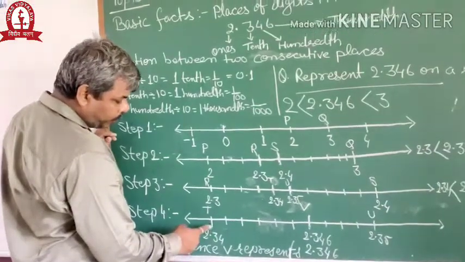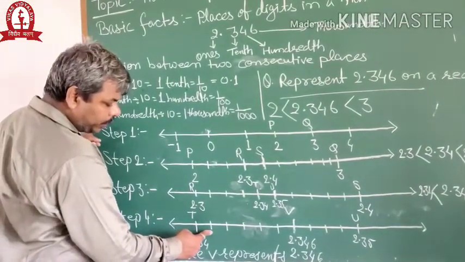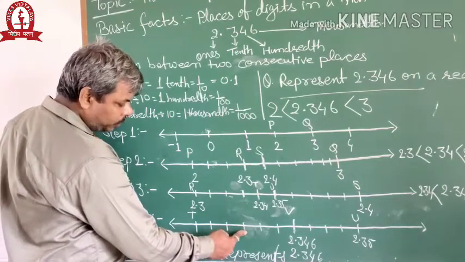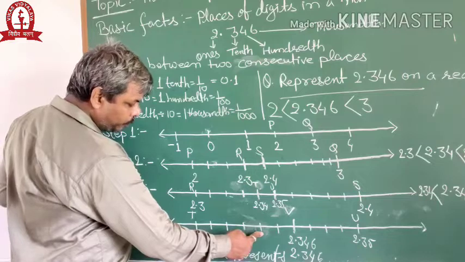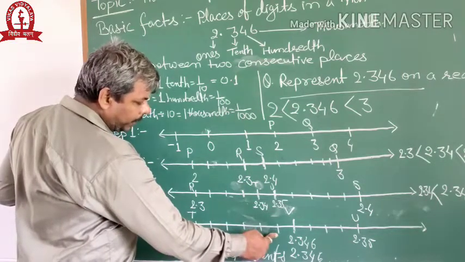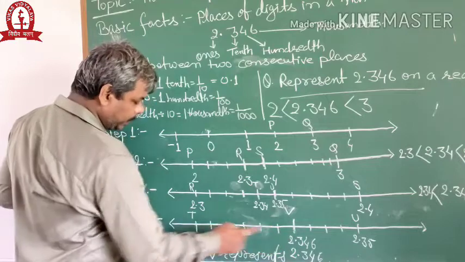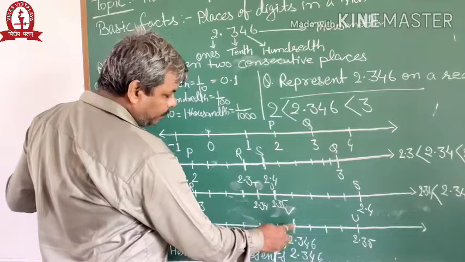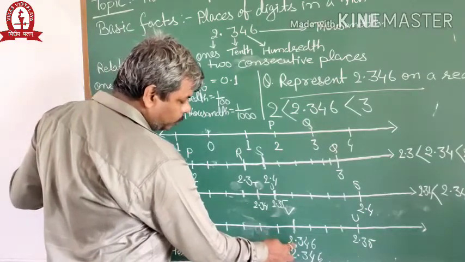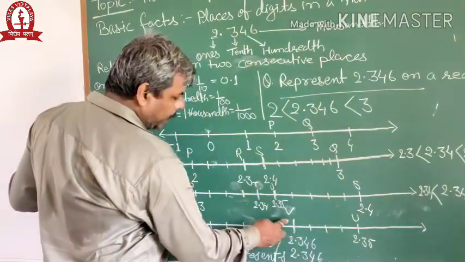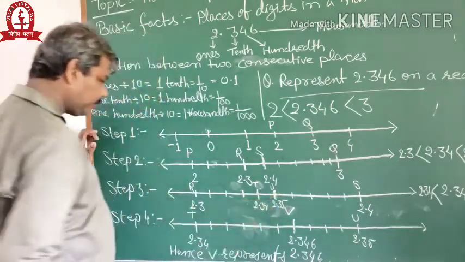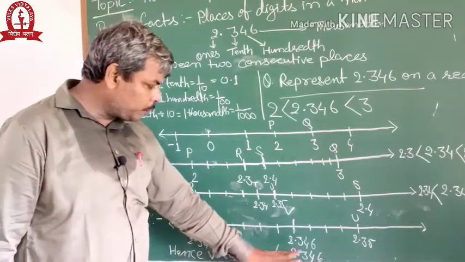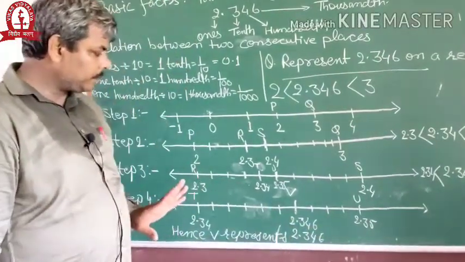T represents 2.34. This is 2.341, 2.342, 2.343, 2.344, 2.345, 2.346. 1, 2, 3, 4, 5 and 6. Mark here, bold it and write 2.346 and name it V. Finally, we will write, hence V represents 2.346. Okay?